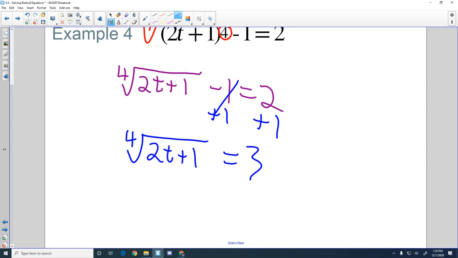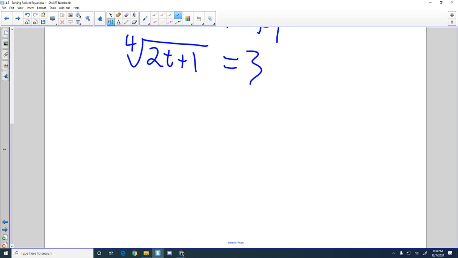Now looking right here, does that seem like that could be a possible answer? Could a fourth root equal a positive 3? Yeah, an even root could equal a positive number. That's fine. It's only when those even roots equal negative numbers that we get into trouble. Now to cancel out a fourth root, we raise it to the fourth power. And we do that on both sides.